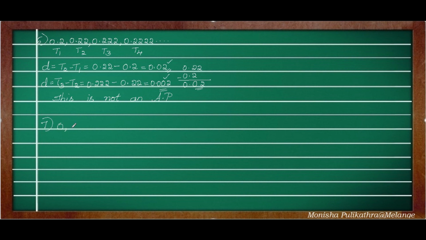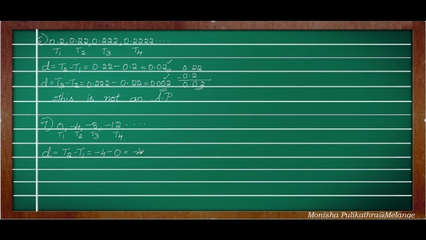The question is 0, minus 4, minus 8 and minus 12. So this is the seventh question. Here this is T1, T2, T3 and T4. First we need to find the common difference, that is D is equal to T2 minus T1, that is minus 4 minus T1, which is 0.